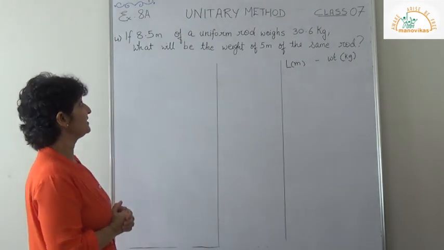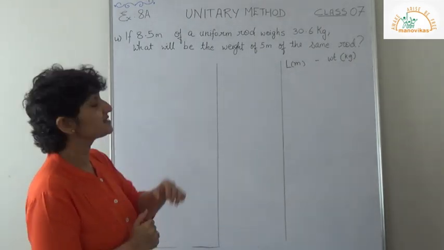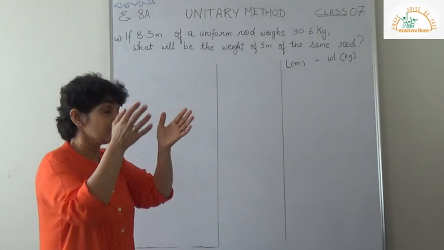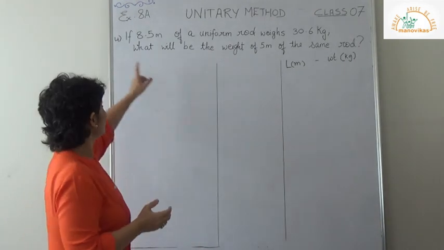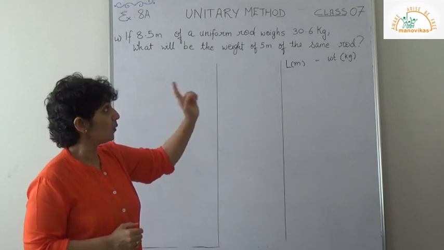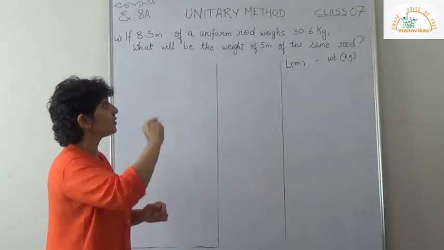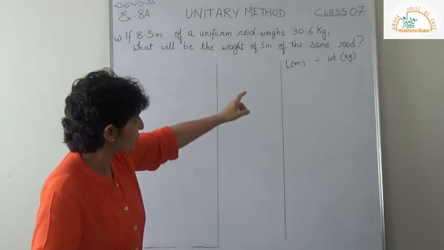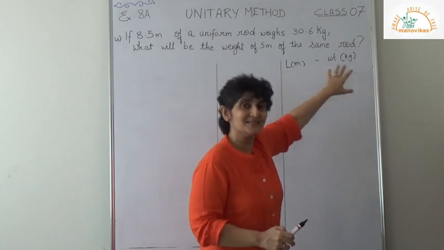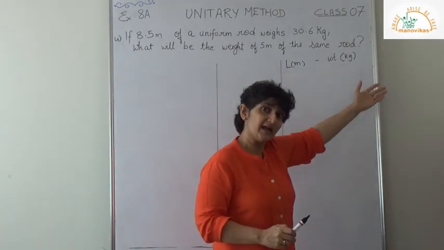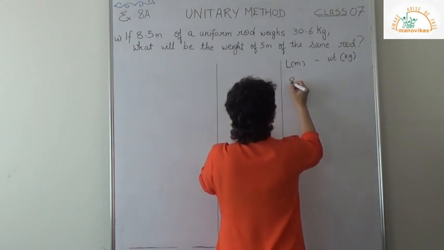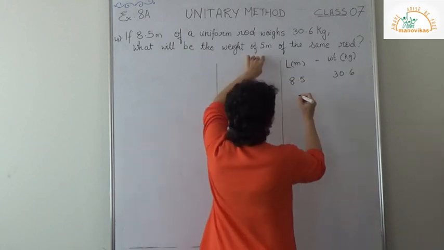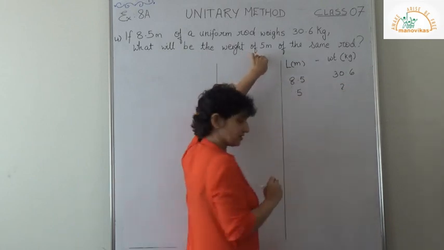If 8.5 meter of a uniform rod weighs 30.6 kg. Now, if you see, we are comparing the two, the length and the weight. If 8.5 meters of uniform rod weighs 30.6 kg, what will be the weight of 5 meter of the same rod? So first in our rough column, let's write length and weight, or you can write it as meter and kg. I have 8.5 meter weighs 30.6 kg. So, 5 meter will weigh how much?